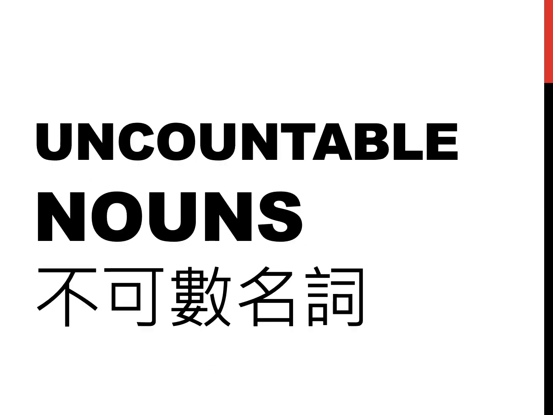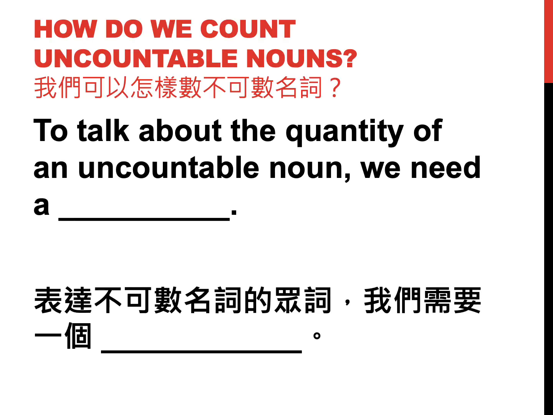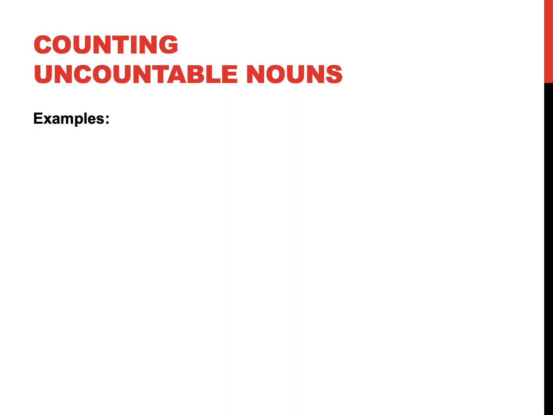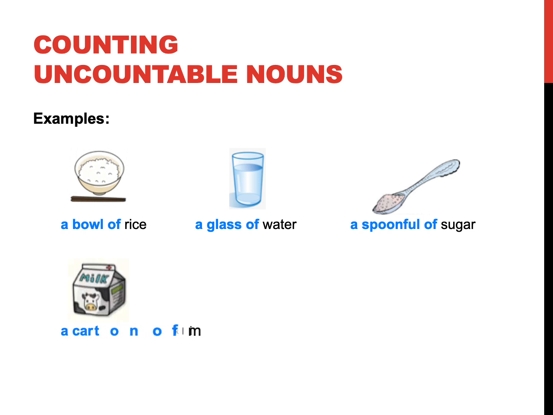Second part, uncountable nouns. How do we count them? To talk about the quantity of an uncountable noun, we need a quantifier. Examples. You cannot count rice, so you need a quantifier. A bowl of rice. A glass of water. A spoonful of sugar. A carton of milk. A bag of flour.